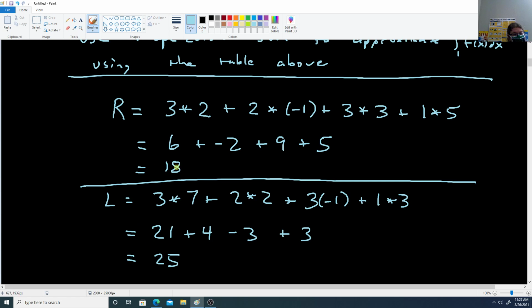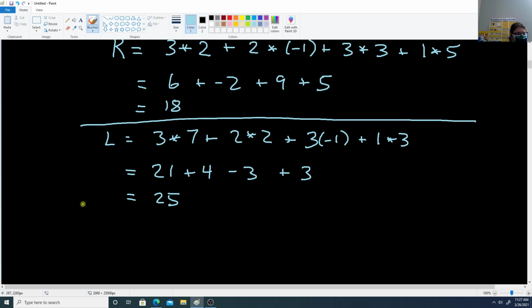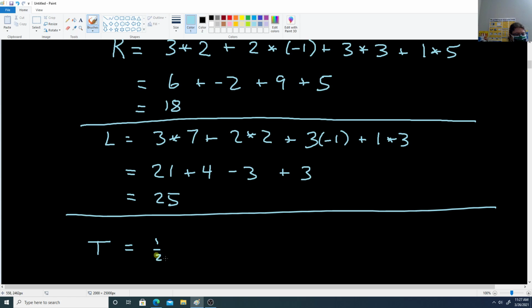I know my right endpoint approximation. So I'm going to use this equation right here to get my trapezoidal approximation: it's 1/2 times the right endpoint plus the left endpoint. So the trapezoidal approximation is 1/2 times 18 plus 25. Let's see here. What's 18 plus 25? 5 plus 8 is 13. So that'd be 43.